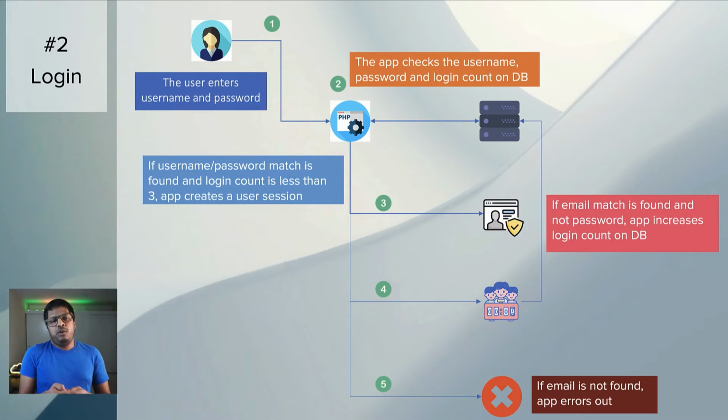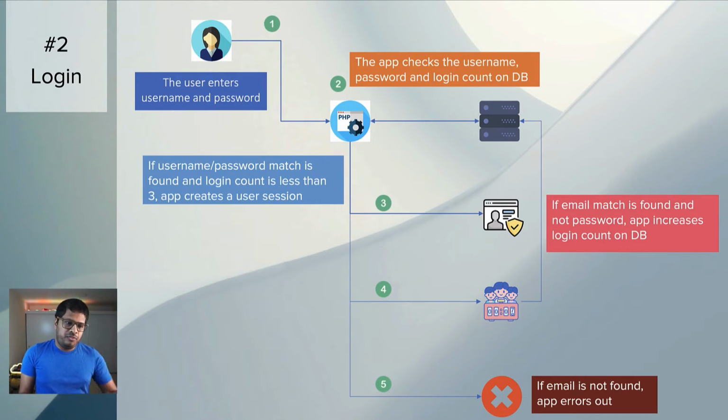There is another scenario wherein an email match is found, but the password is not matching. The application assumes that it is an attacker trying to brute force the account. Then the app will find that particular database entry for that user or email address and increase the login count. So if it is 0, it will get increased to 1. If the user supplies a wrong password again, the incorrect login count will increase to 2, and it will keep on doing that.